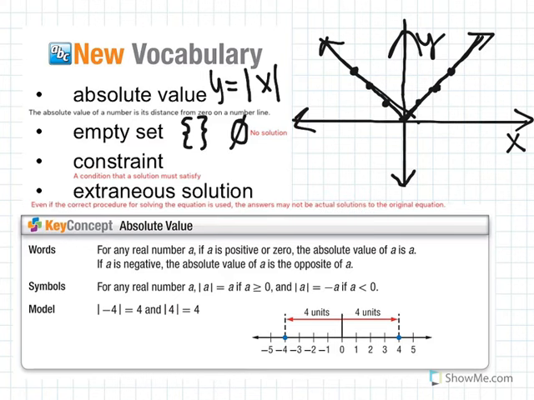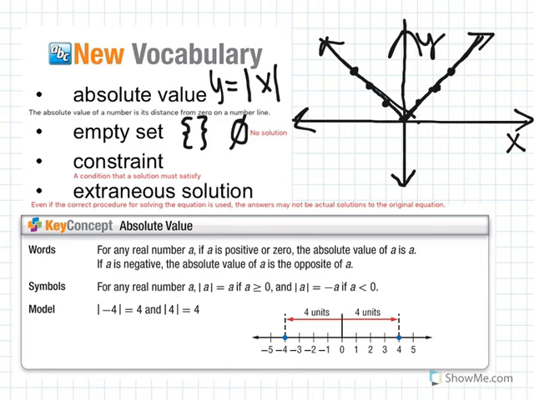Now looking at the key concept of absolute value in words: for any real number a, if a is positive or 0, the absolute value of a is a. If a is negative, the absolute value of a is the opposite of a. So it's always going to turn out positive no matter what the number is. In symbols, for any real number a, the absolute value of a is equal to a if a is greater than or equal to 0, and if a is less than or equal to 0, it's equal to negative a.